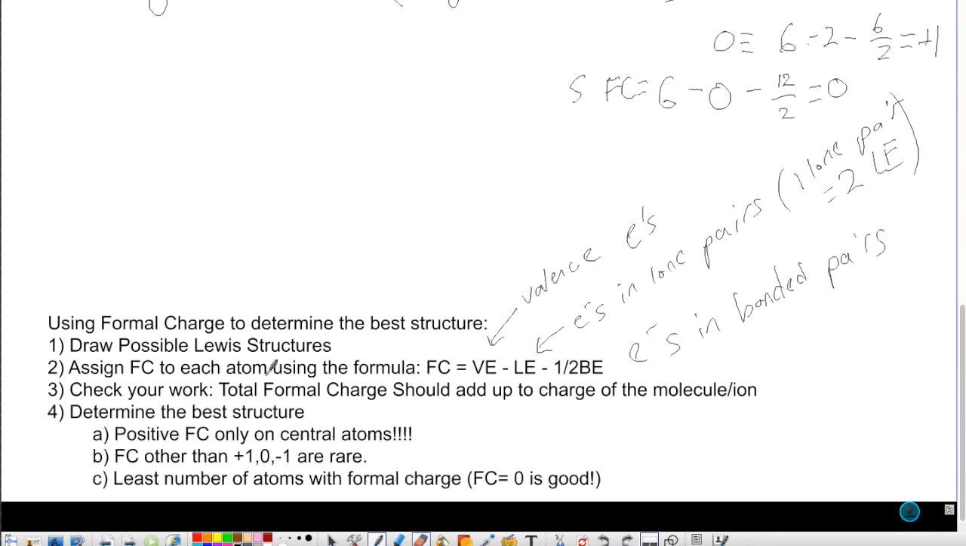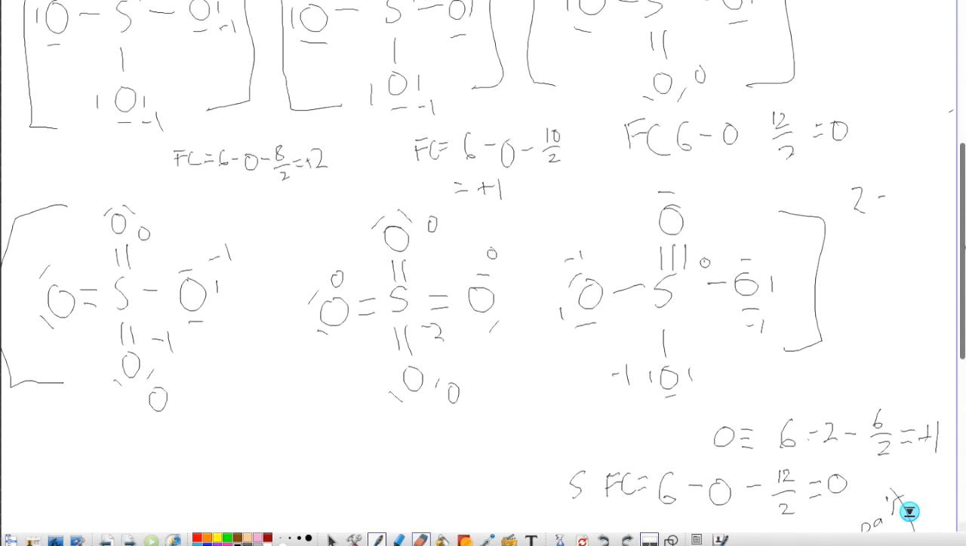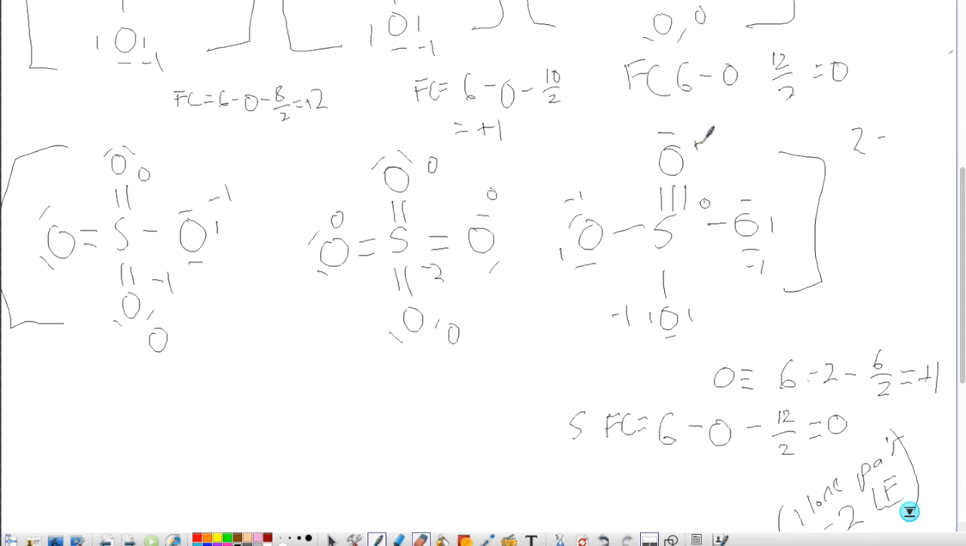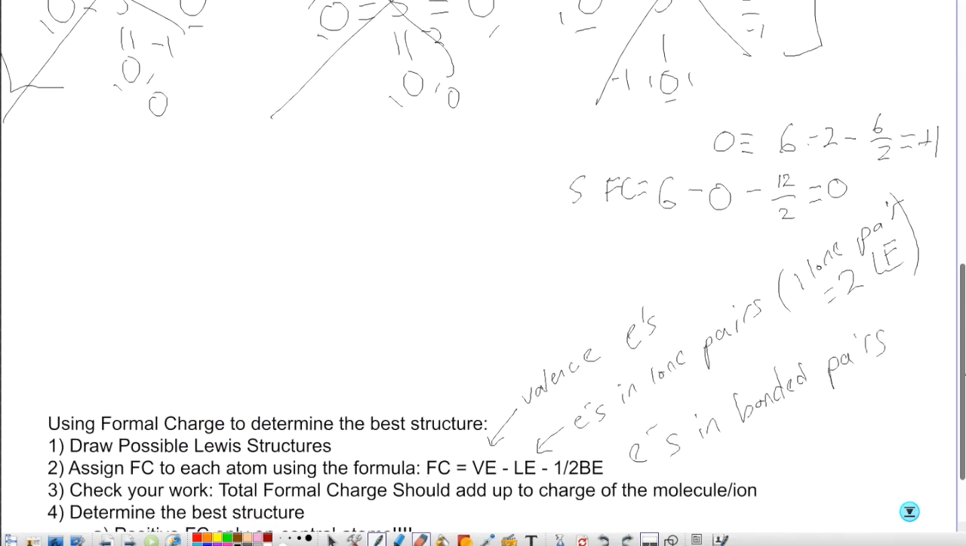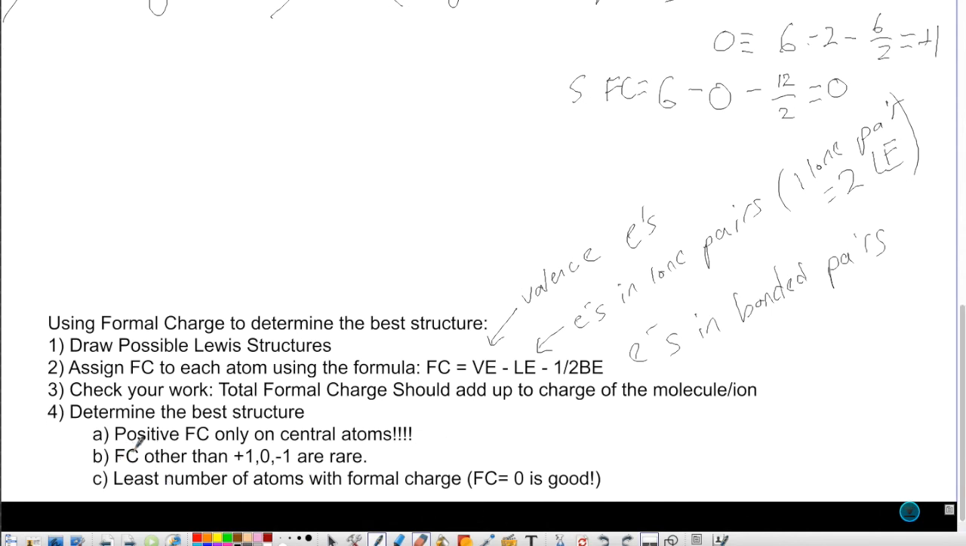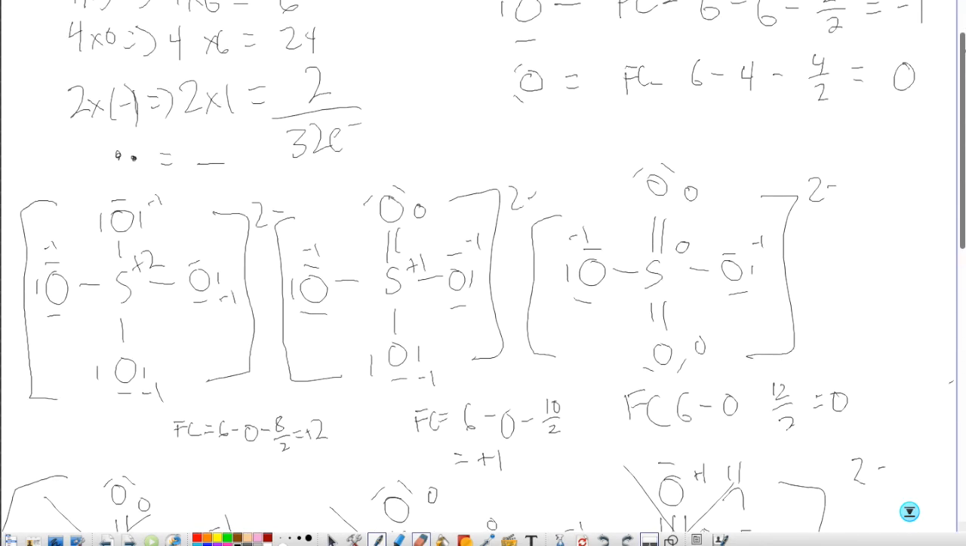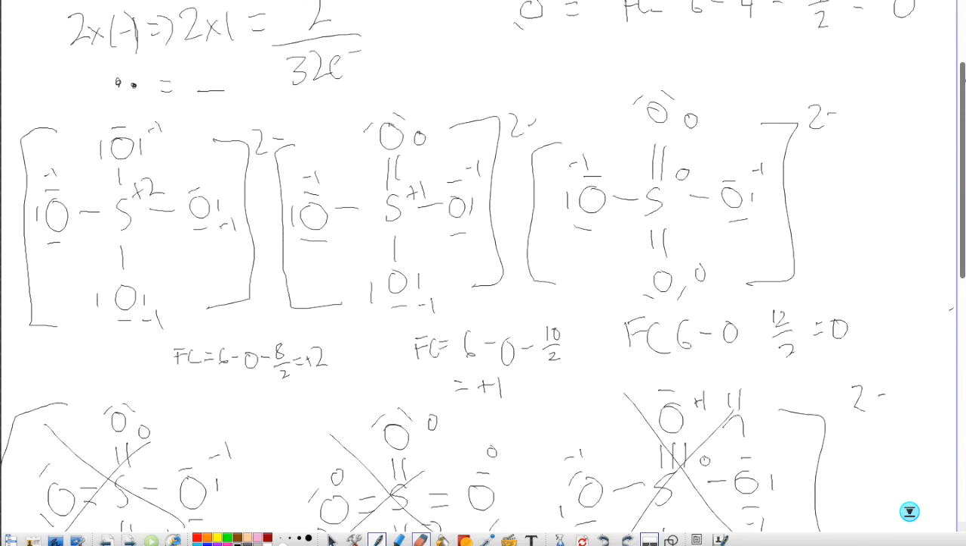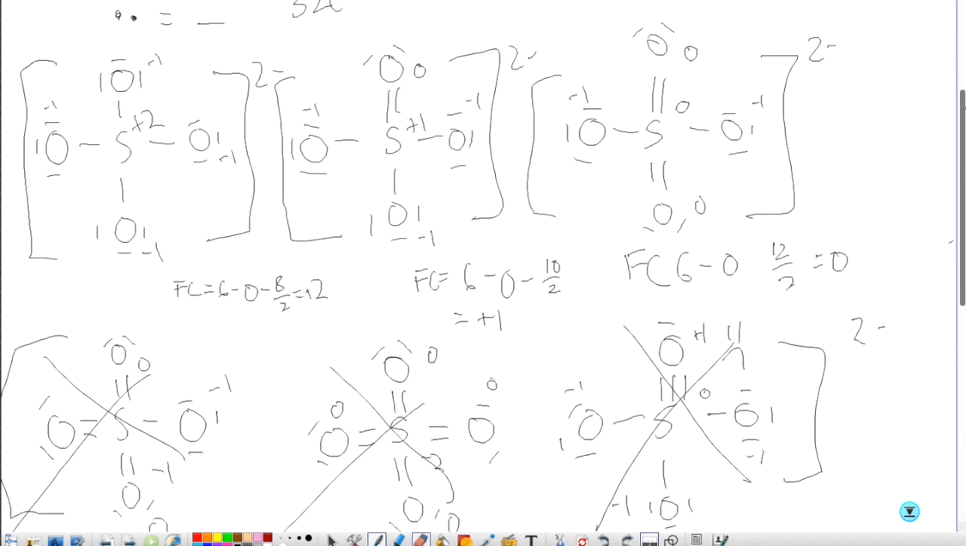Okay, now we need to determine the best structure. So positive formal charge only on central atoms, no external atoms. So this one that had a positive charge out here, that was bad. Okay, so we can go ahead and say that that is awful. This one here, where we have formal charge of minus 2, that's not good because we want positive charges or zeros on central atoms. Okay, formal charges other than plus 1, 0, and minus 1 are rare. So basically what I mean by that is charges other than plus 1, minus 1, and 0 are just not going to happen. Okay, I won't give you anything tricky like that.